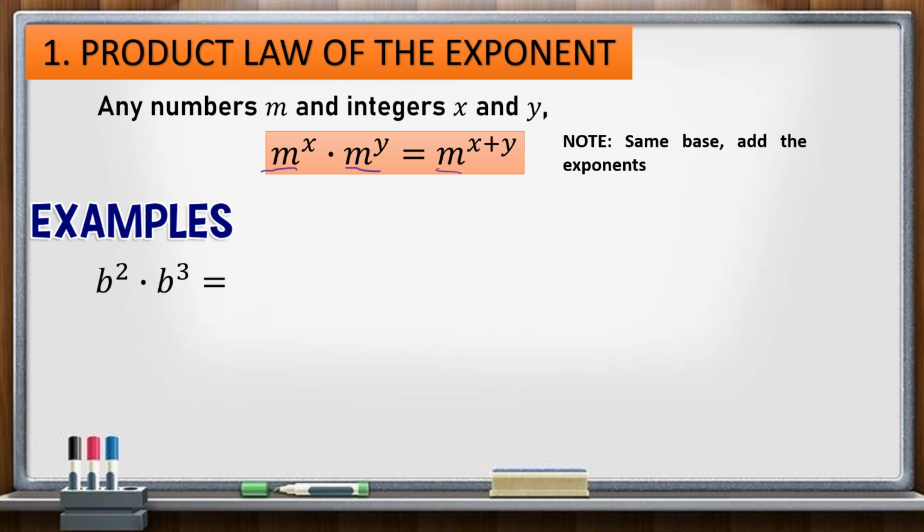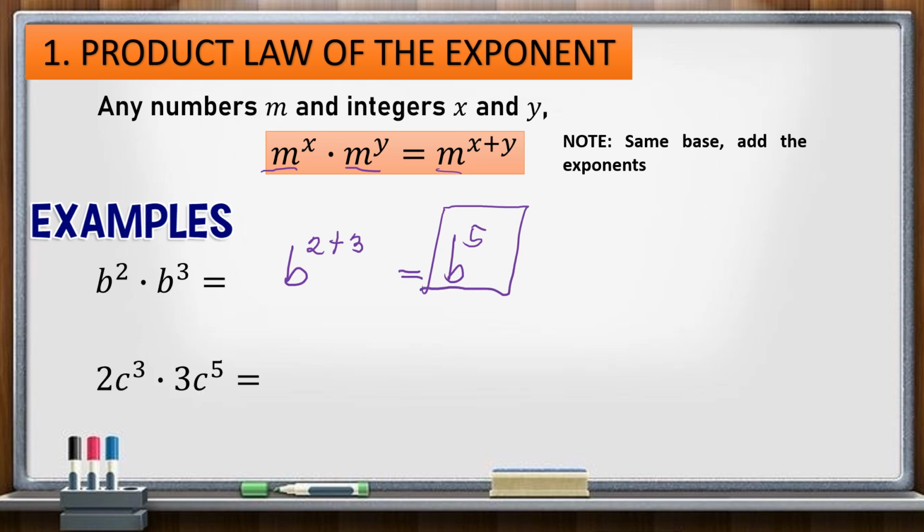b raised to 2, multiplied by b raised to 3. As you can see, we have the same base, so we will copy our base, which is b, and then we will add the exponents, which are 2 and 3. Therefore, b raised to 2 times b raised to 3 is equal to b raised to 5. So this will be our final answer.